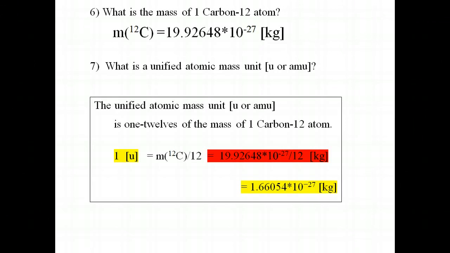I need to correct an error in the previous presentation. I forgot to write down that the mass of the carbon-12 atom of 19.92648 multiplied by 10 to the power of minus 27 has to be divided by 12. So that gives you then the 1 u, which is equal to 1.66054 multiplied by 10 to the power of minus 27 kilogram. When I wrote that down, I left out the 12.